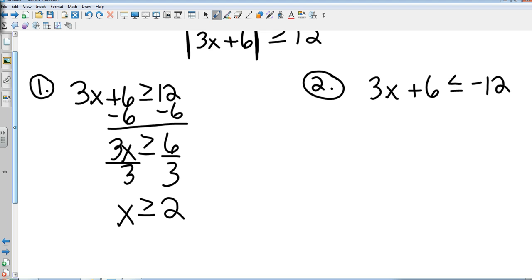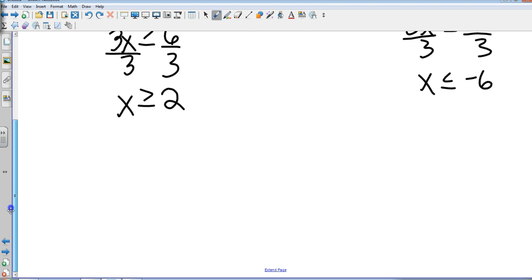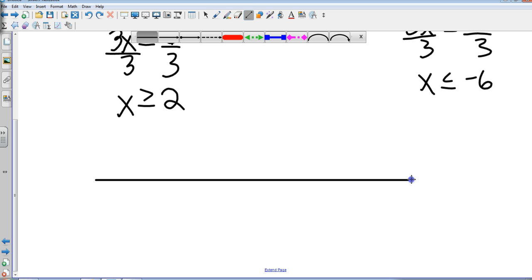Now let's go over to the other one. I subtract 6 from both sides. I didn't do my cancel over there. I've got 3x is less than or equal to negative 18. Divide by 3. X is less than or equal to negative 6. So there's my two numbers. Let's get my number line going. I'm going from 2 to negative 6.